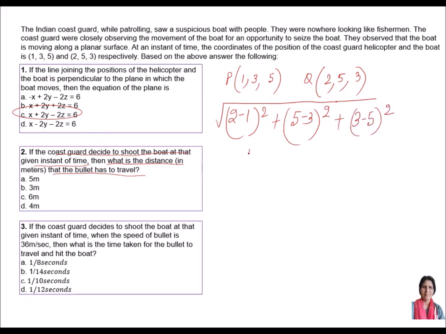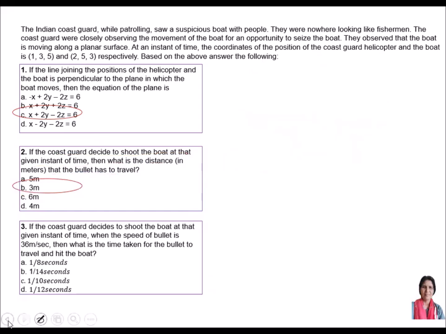So it will be 1 plus 4 square, 4 plus 4. Square root, it will be 9 meter. So 9 meter means, oh sorry, square root of 9, it will be 3 meter. So B is the answer of this question.